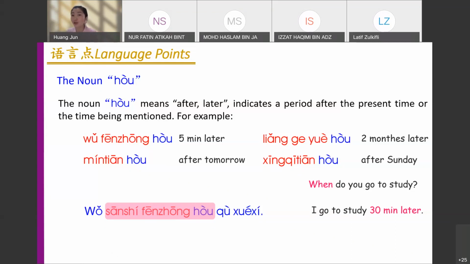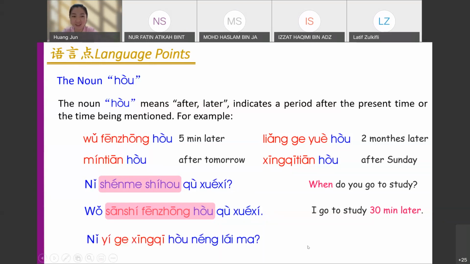We use the question word when. So then we put when here, change 我 into 你. 去学习 we copy to the sentence. So 你什么时候去学习？很好啊。Then 你一个星期后能来吗？Question word is ma here. That means yes or no.